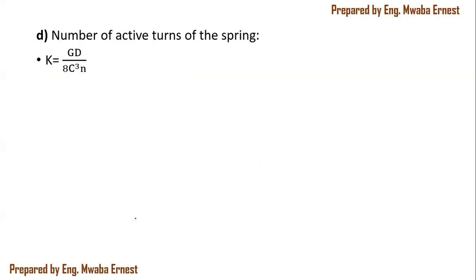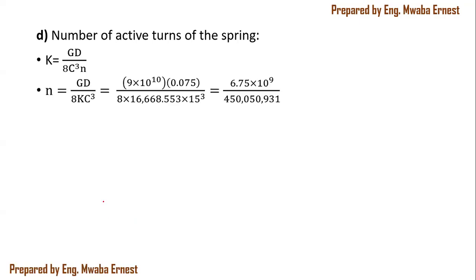Let's go to the number of active turns of the coil. Now that we found the stiffness of the spring, we can make use of it, now making use of the other formula which we didn't touch. So GD over 8C cubed N. So we have GD, C is our constant, and the number of turns. So we can rearrange our formula to make N the subject, such that in that case, our N will be equal to GD over 8K. It's like these two will just switch positions. So we'll have 8K, then C cubed.